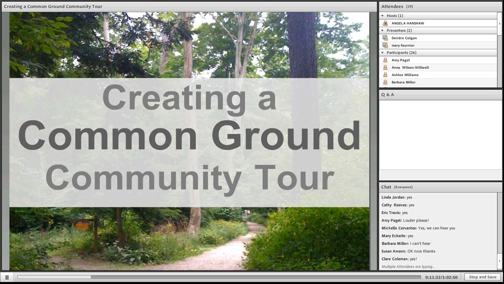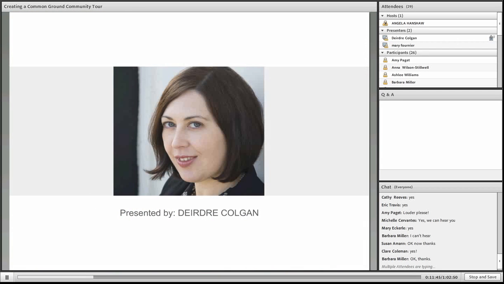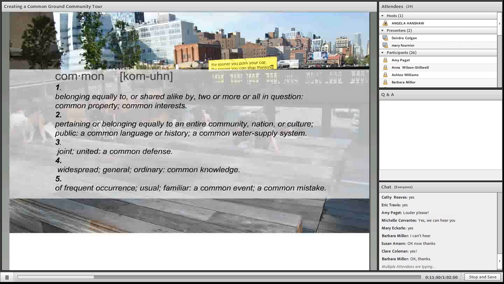I appreciate how you explained this amazing program element that I want to welcome you to create your own common ground community tour for your library participants. I'm going to start off by talking about this word common. So I'd like to talk a little bit more about how I'm thinking of this word common in relation to this kind of programming.